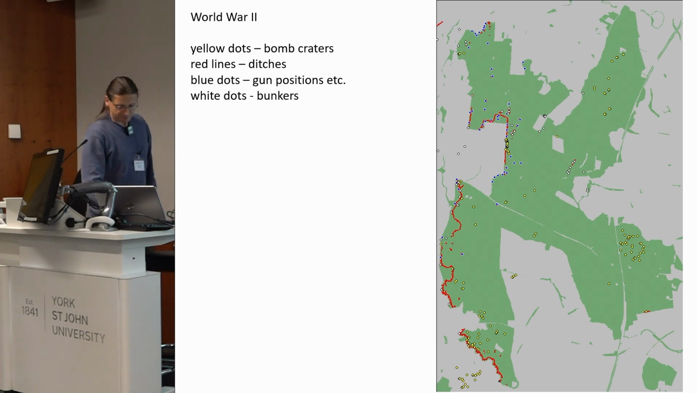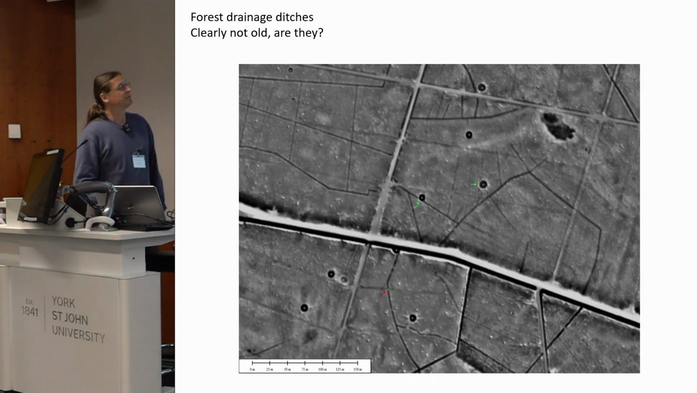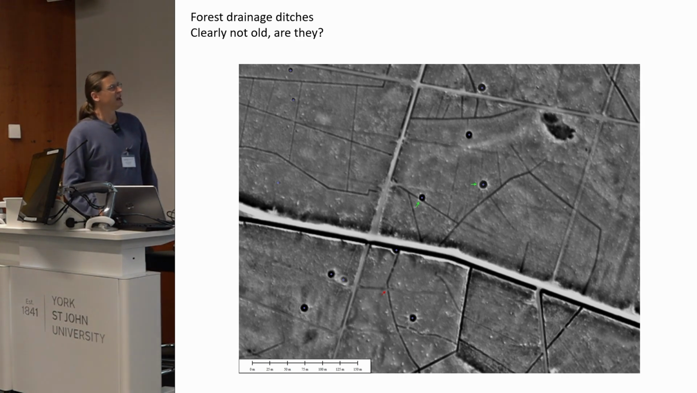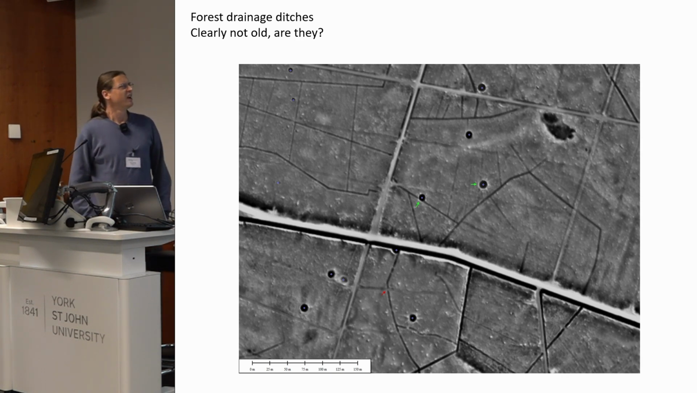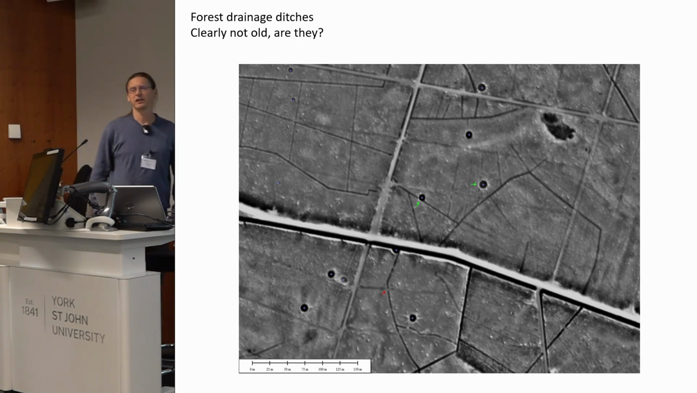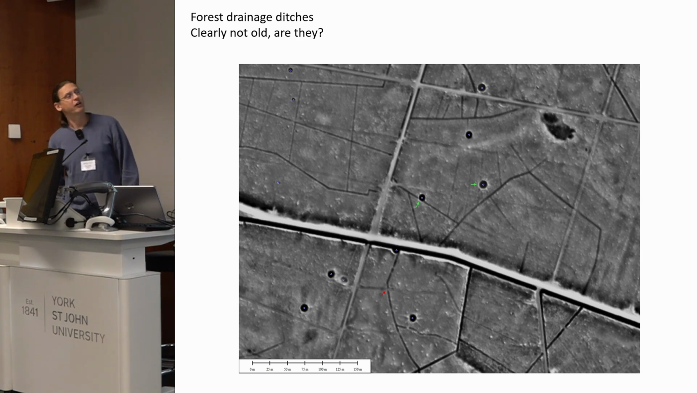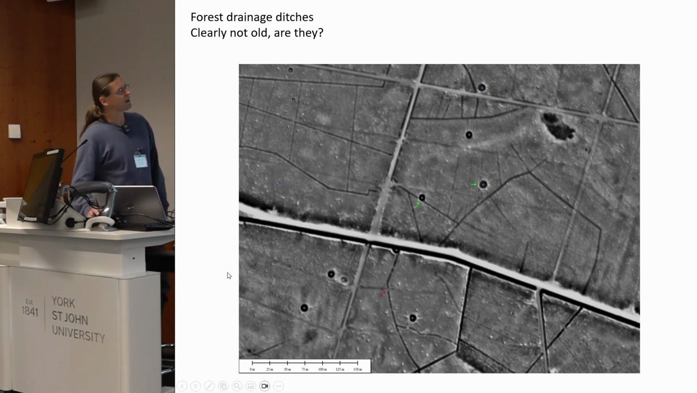But yeah, those forests in the Rhine Valley are quite full of traces from World War II. Here, for example, you see some of those bomb craters, and you see lots of drainage ditches for forestry. At first, I would say they're clearly not very old. Are they really archaeology?